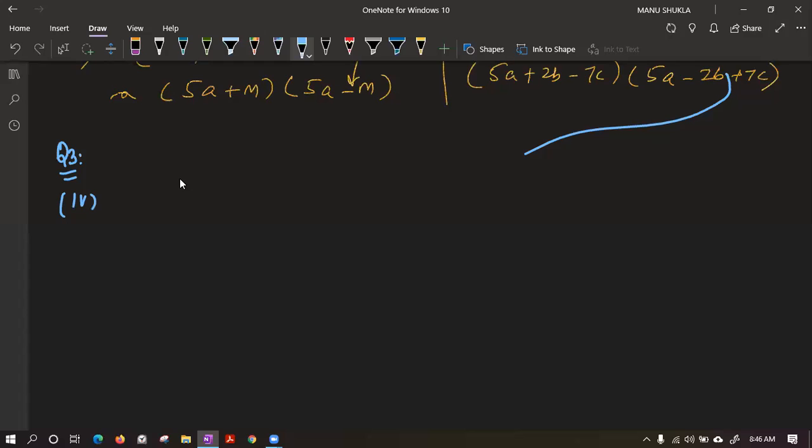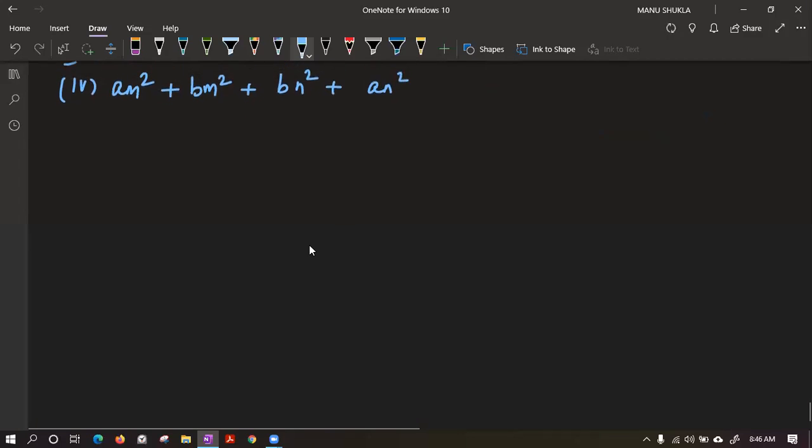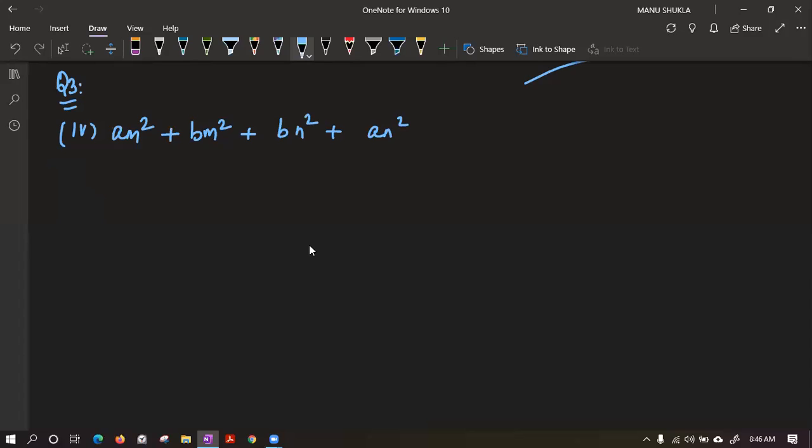You can ask in between if you have any doubts, but be quick to ask. The fourth part of question number 3 is am square plus bm square plus bn square plus an square. Class, tell me which group should we form? I think here two possible cases are there. You can tell me anyone, first, second, third, fourth, or like that. Okay, Aryan is saying a plus b.